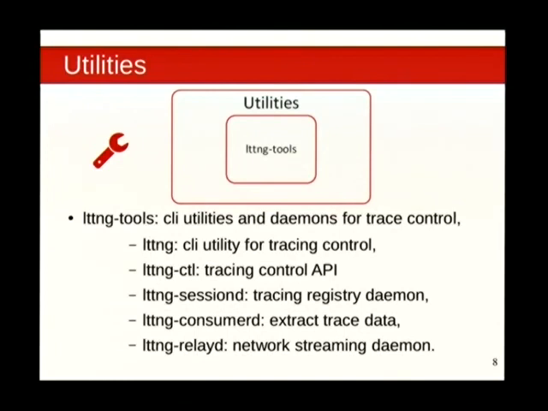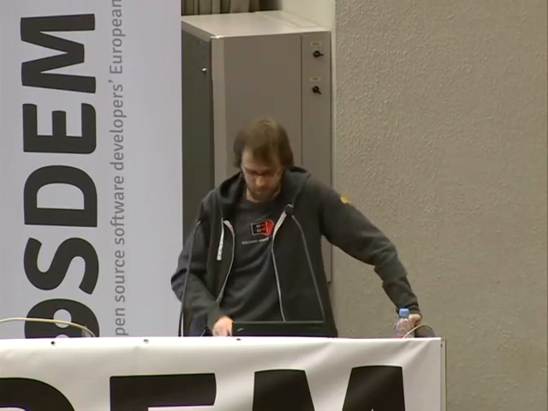We have relayd, which makes it possible to stream the trace over the network. So you can extract traces from machines, put them on the network, and then analyze them later on. So this is relayd, the streaming daemon, and consumerd is the one that extracts. So there's a bunch of daemons. You don't really need to care about that when you trace with LTTng, but if you want to contribute or do development in LTTng, those are the components.